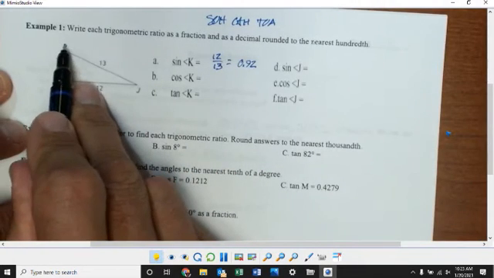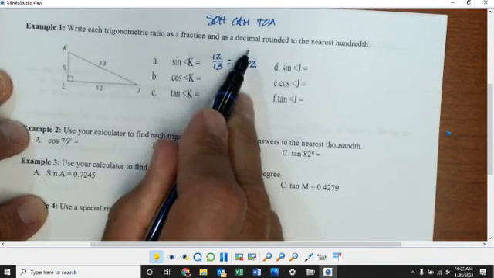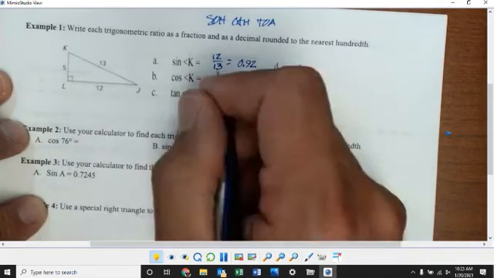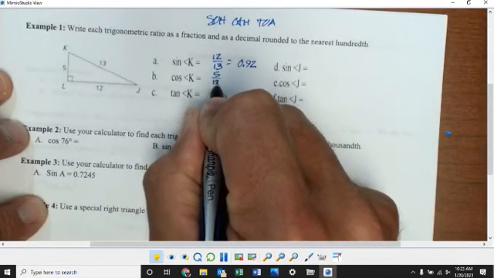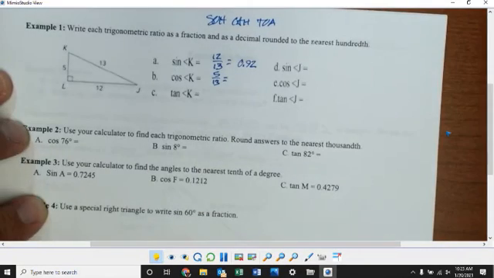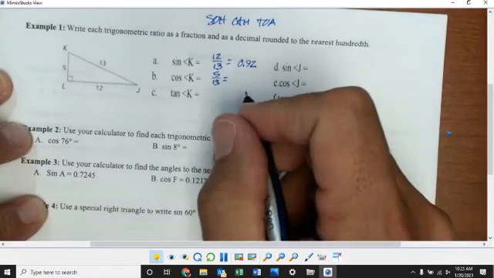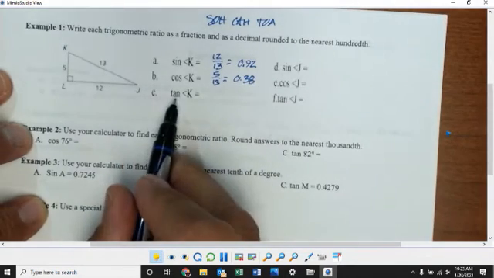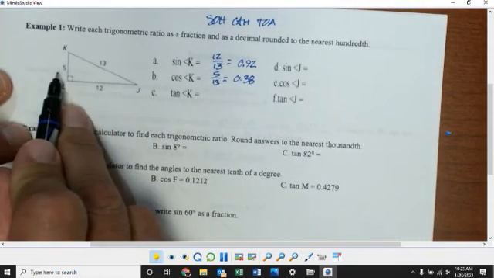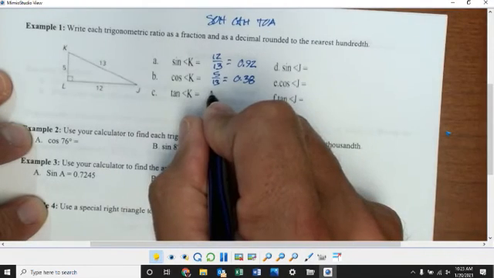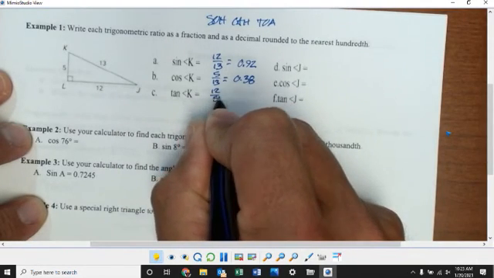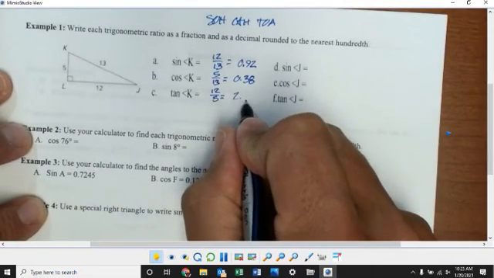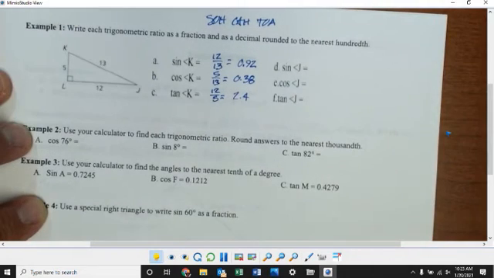Cosine K. Now, if I'm still looking at K, cosine is adjacent over hypotenuse. So the cosine of K then is 5 over 13, which is equal to, if I ask my calculator, 0.38. And then finally, tangent of K is opposite over adjacent. So this is 12 over 5. 12 divided by 5 is 2.4. Okay, so that's sine of K.